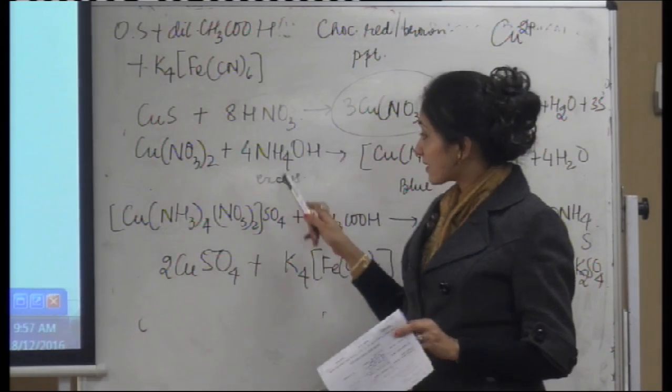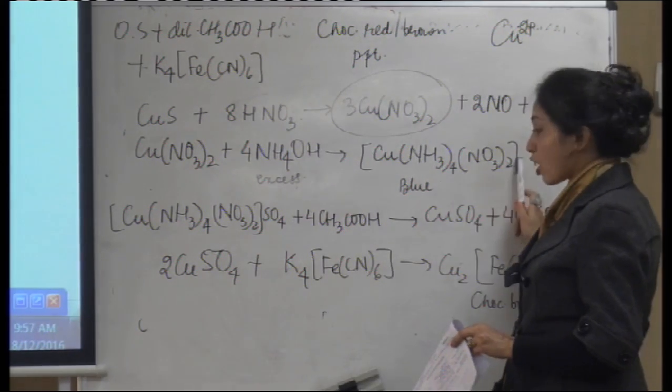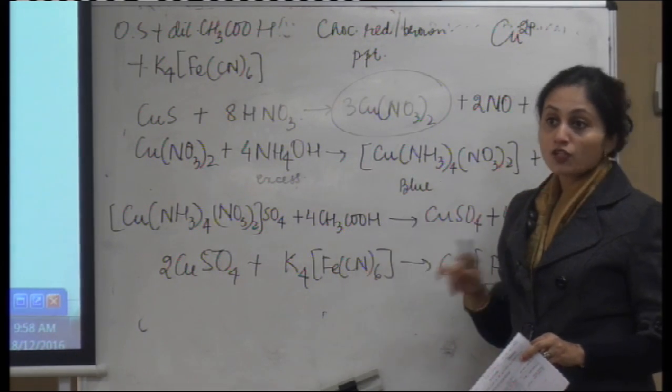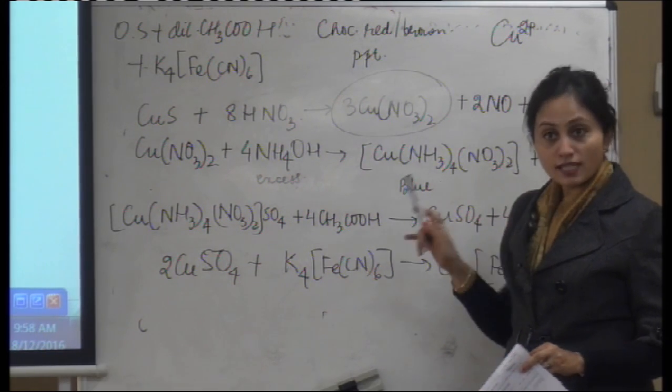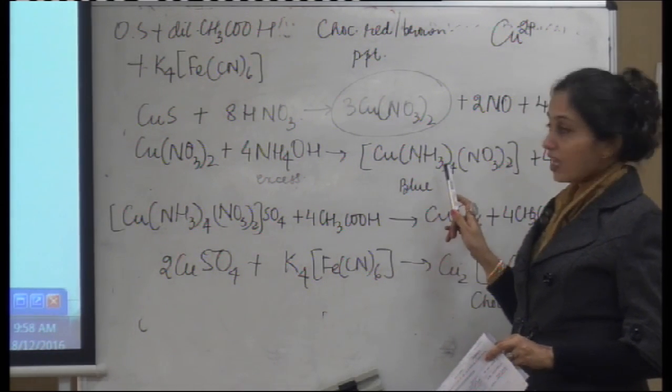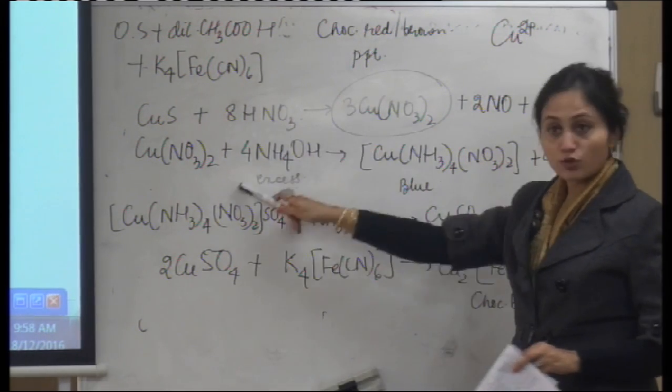But if you add NH4OH in excess, then what will form? It will form this complex, which is blue in color. So the color of the solution will be blue but no PPT. This is making it blue colored. Okay, then what was the point of writing this in continuation with this?